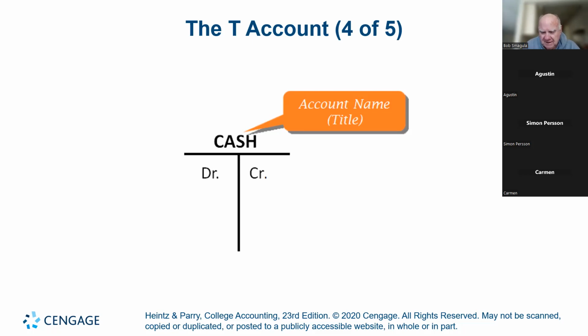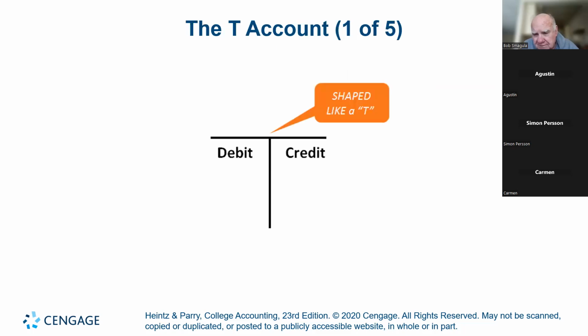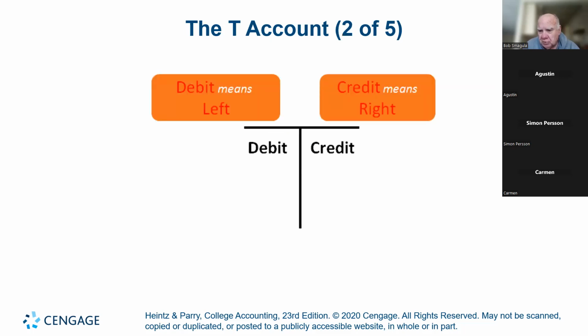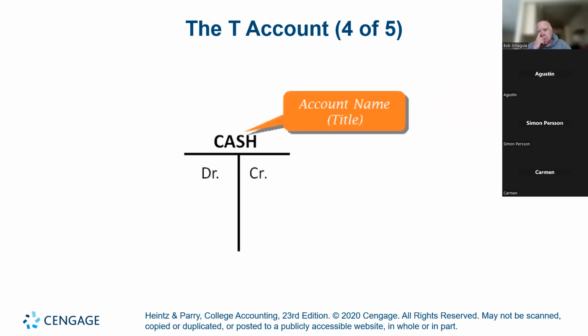I'm going to back up just a little bit, Carmen, real quick. All we just talked about is what's called a T account. It looks like your general ledger. You'll see the words debit and credit. Debit and credit just means left or right. That's all it means. And they're showing you the abbreviation. And here's where we were when you dialed in, Carmen.